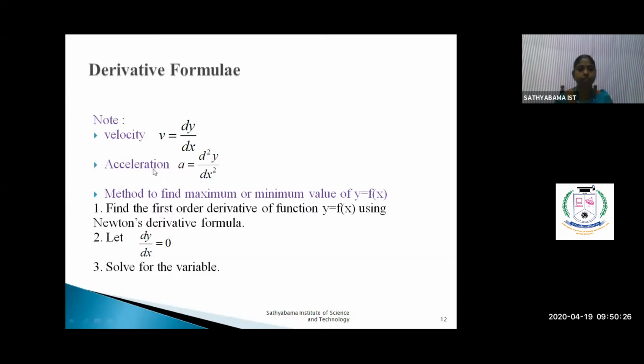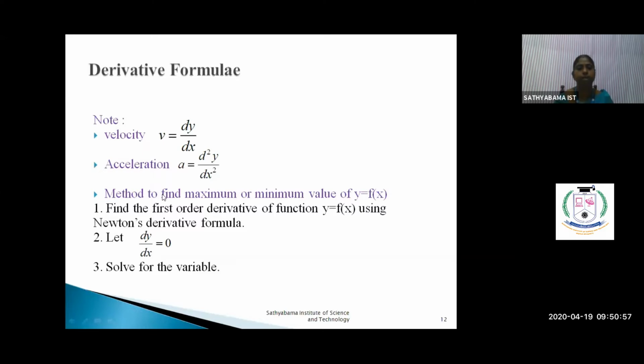At the same time, acceleration. The acceleration is a equal to the rate of change of velocity. If velocity is given, you can go for the first order derivative. If from the distance you want to find the acceleration, the formula is d square y by dx square. Is it clear? So velocity is dy by dx, and acceleration is a equal to d square y by dx square.